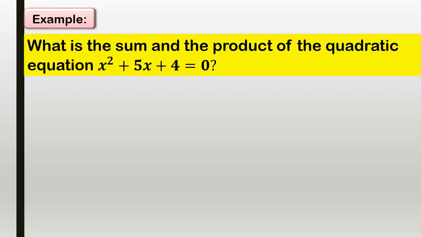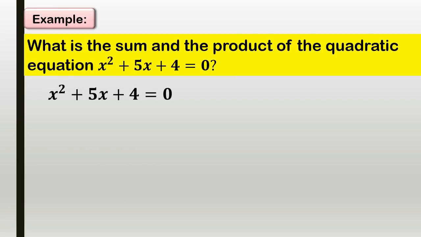So, the first method that we can use is extracting square roots. Next is factoring. Next is completing the square. And last is the quadratic formula. So, ayan yung 4 na method na pwede natin gamitin para makuha natin ang value ni x. Now, in this case, ang gagamitin natin is factoring.